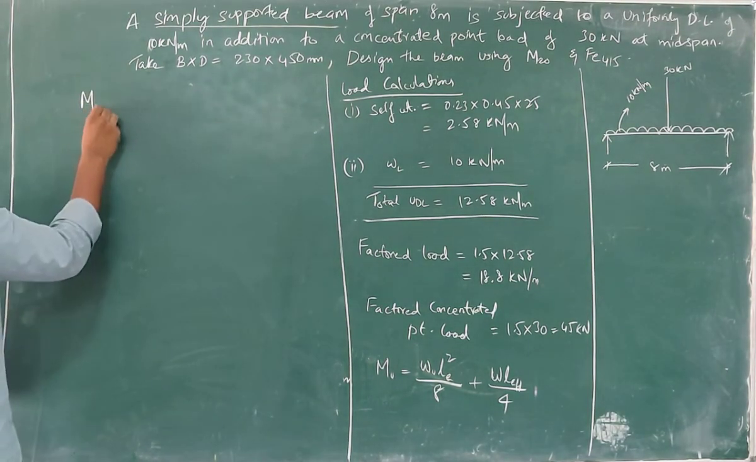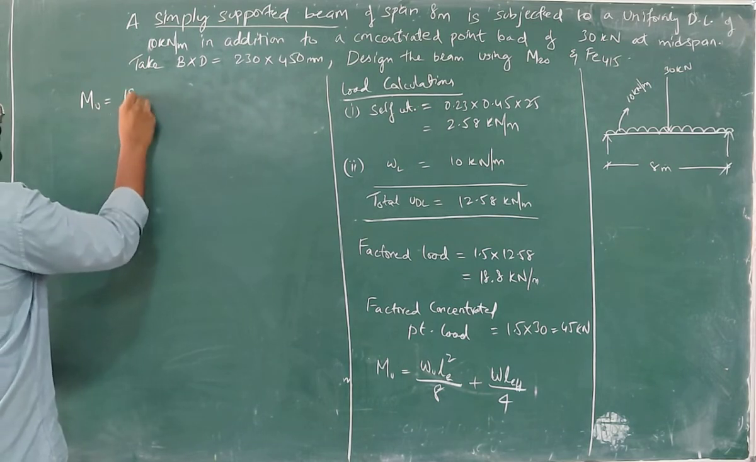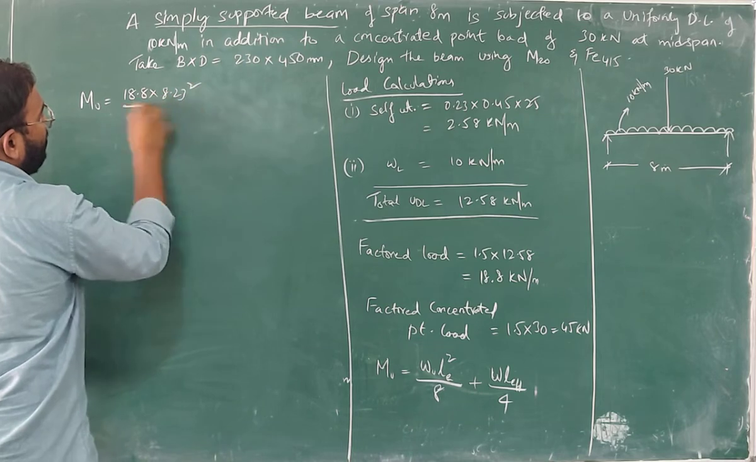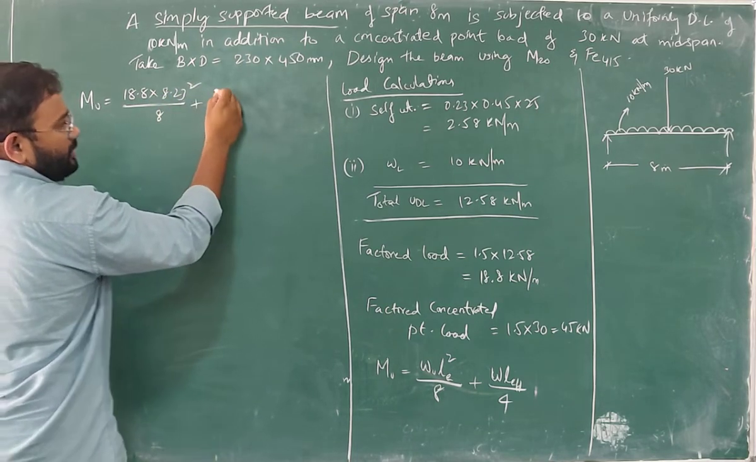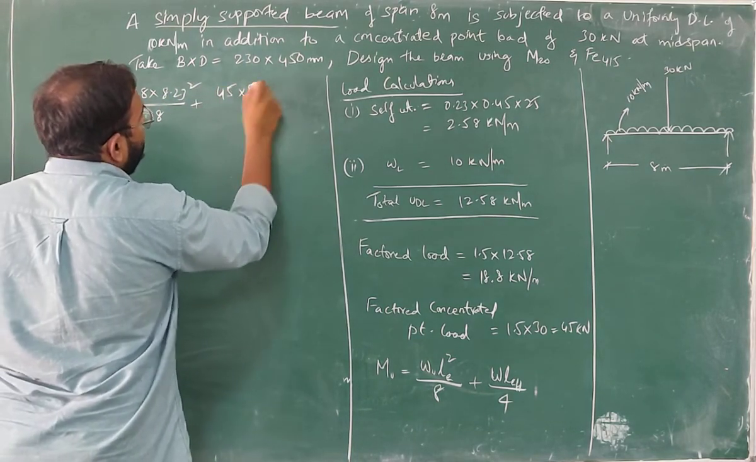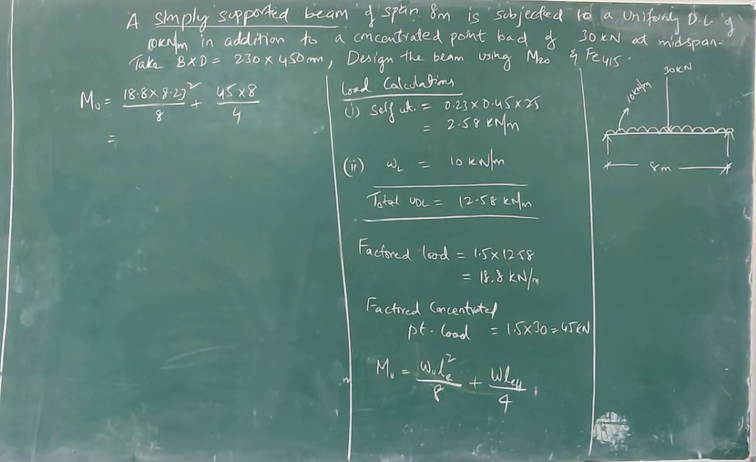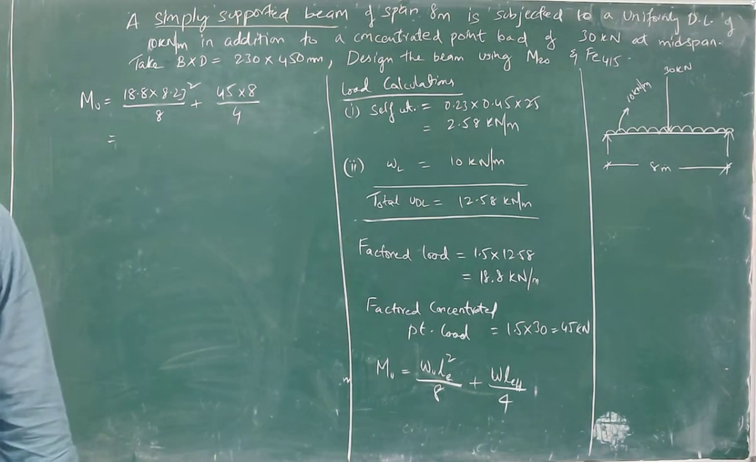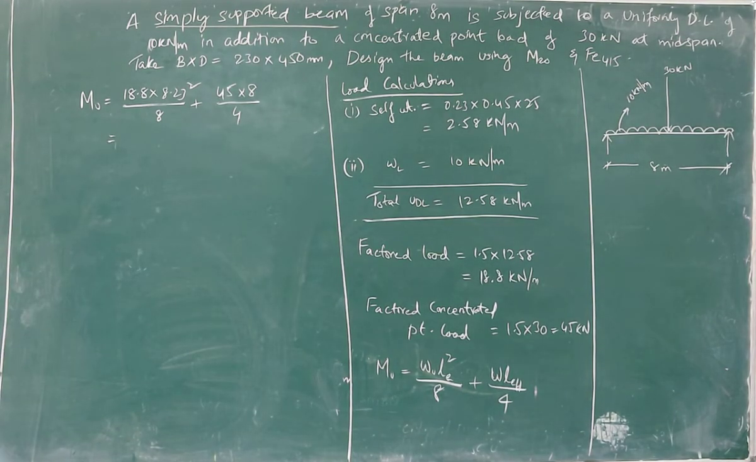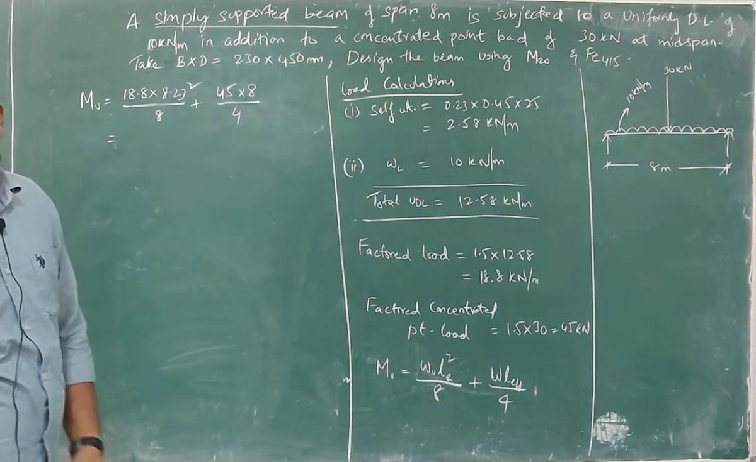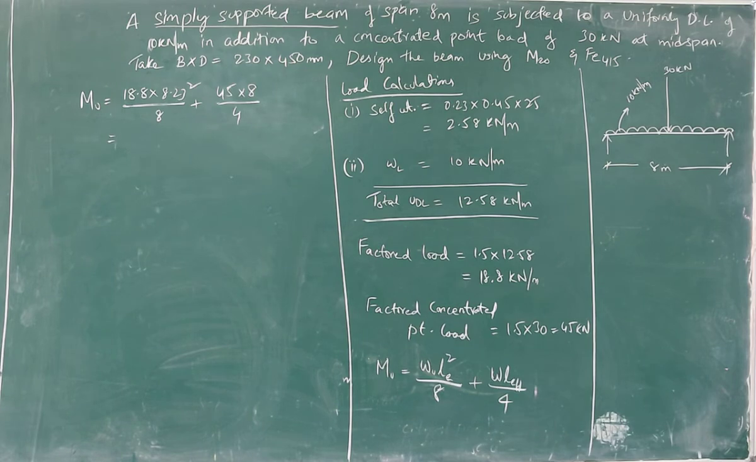So next step is Mu is equal to, substituting in this one, 18.8 into 8.23 square by 8 plus 45 into 8 by 4, WL by 4. This is 90 and this is complete answer. W into 8.23 square by 8. Give me one more calculator you have, right?